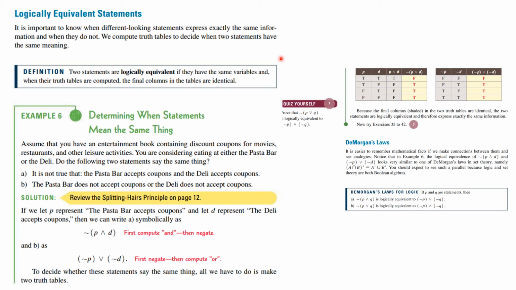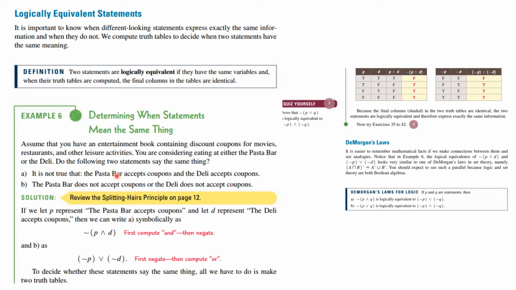We're now turning our attention to logically equivalent statements. It is important to know when different looking statements express exactly the same information and when they don't. We compute truth tables to decide if they have the same meaning. That means they have the same final truth column. So 2 statements are logically equivalent if they have the same variables, and when their truth values are computed, the final columns are identical.